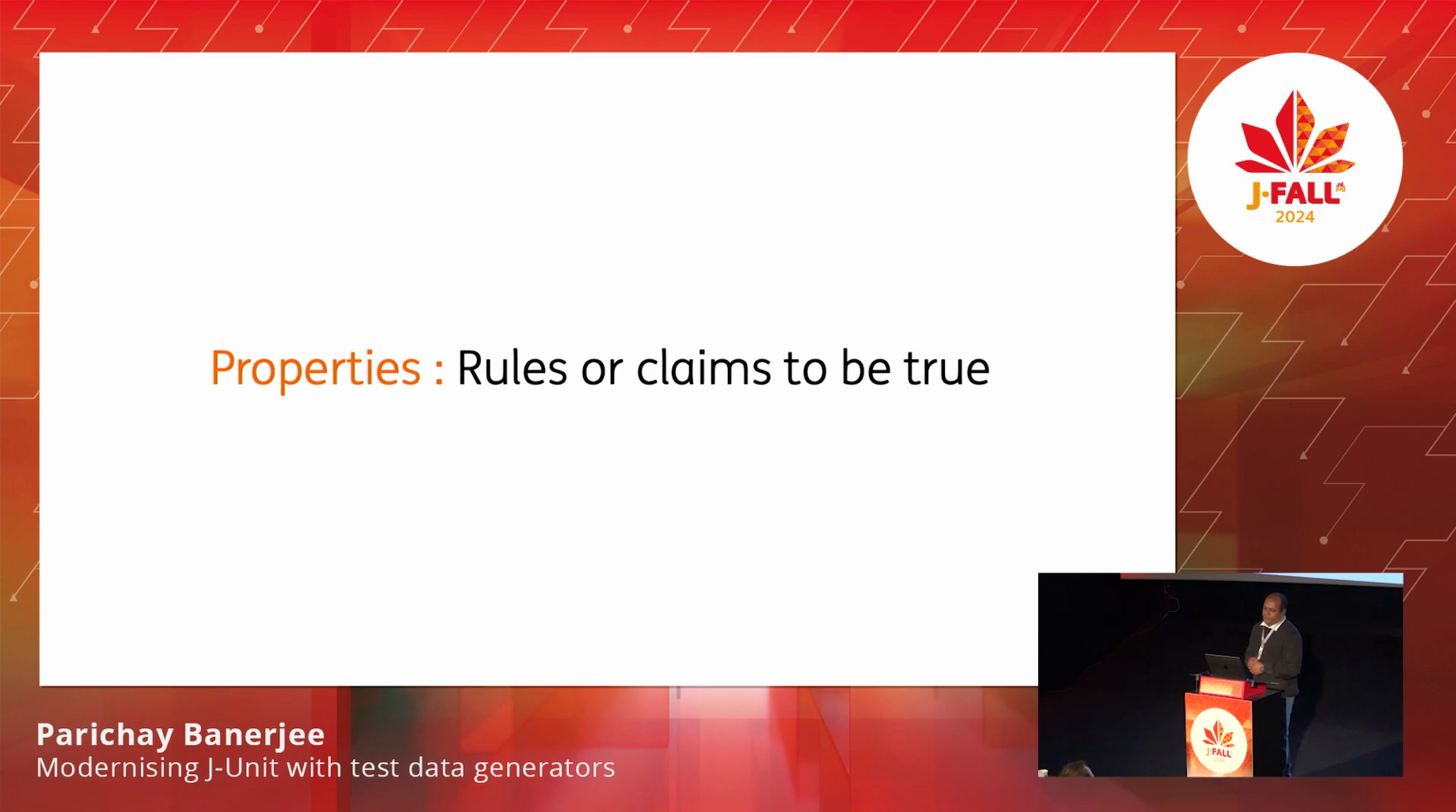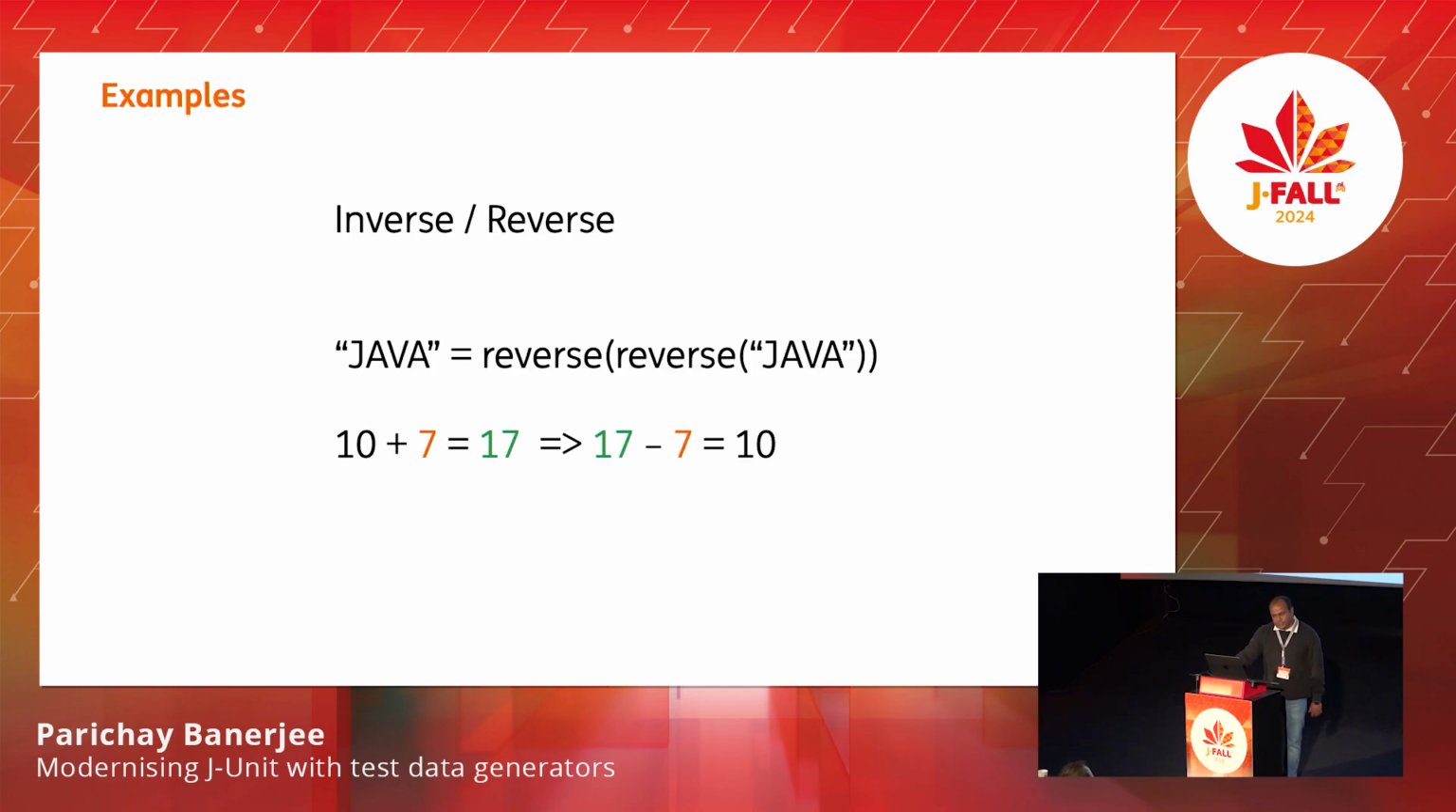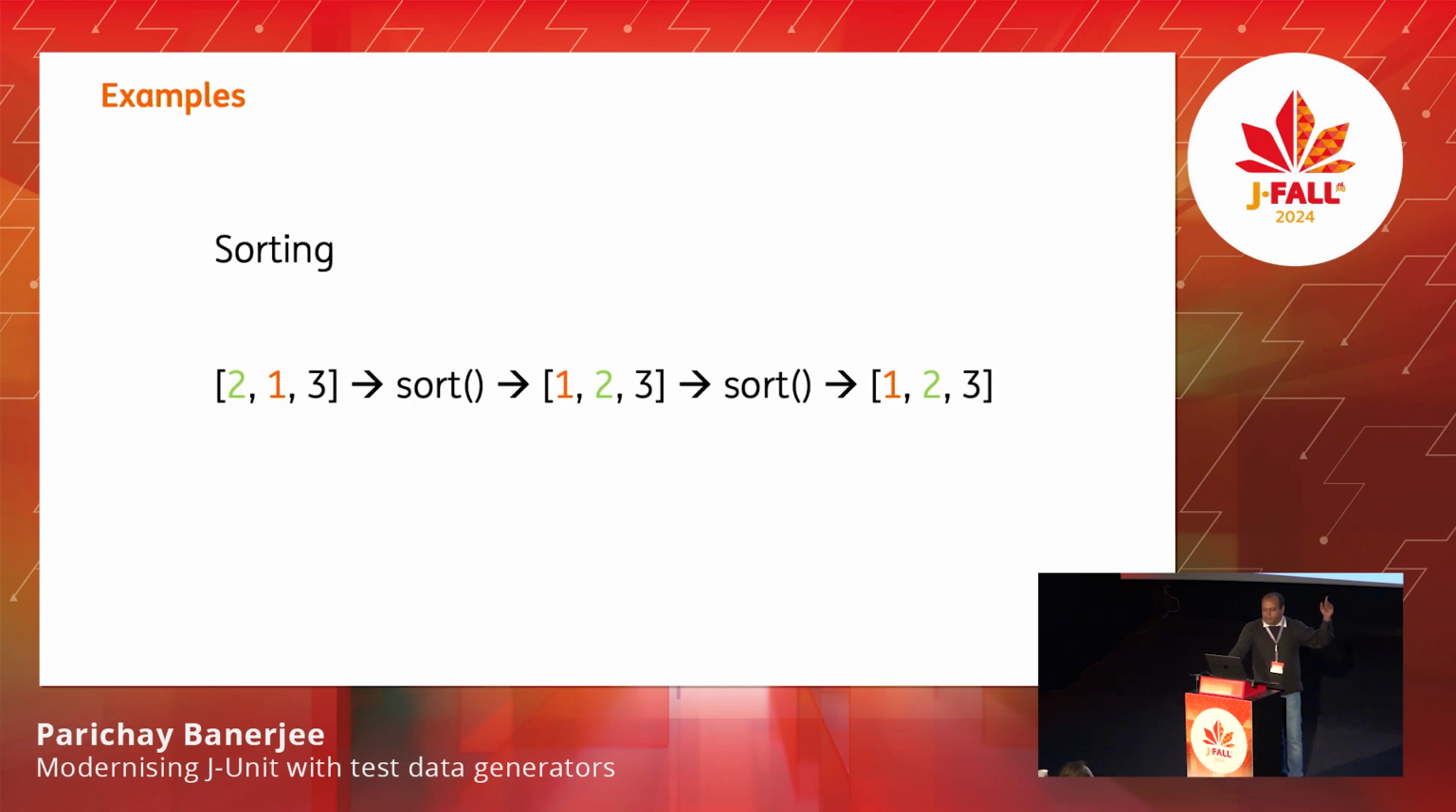It's super powerful. Properties are rules or claims of functions that it claims to be true. Let's take some examples. For a reverse function, one property is that if you reverse the string 2 times, you get back the original string. You can think of another property: the first item after reversal becomes the last item, and so on. Same for sorting. The property would be, even after sorting, all the elements are present in the result array.